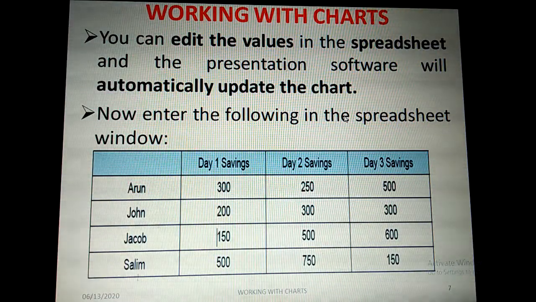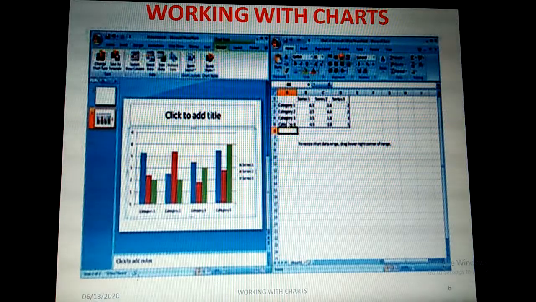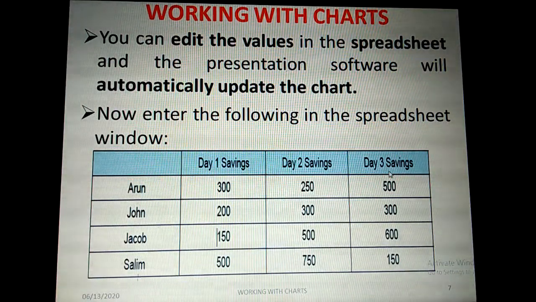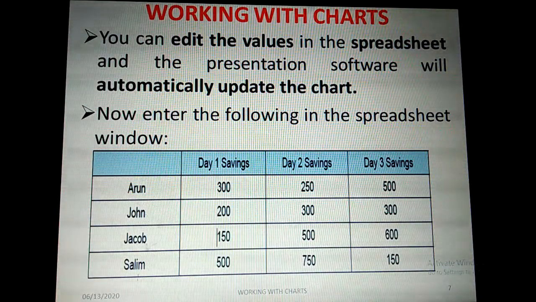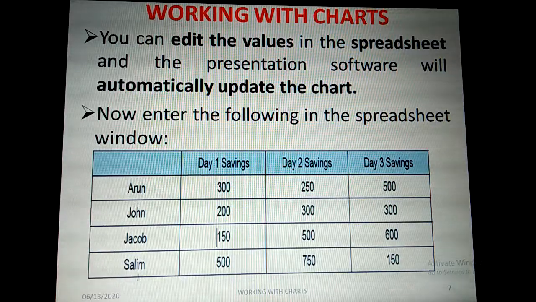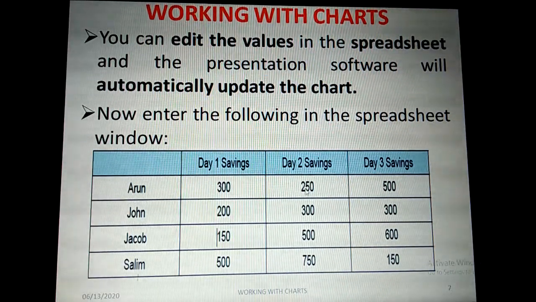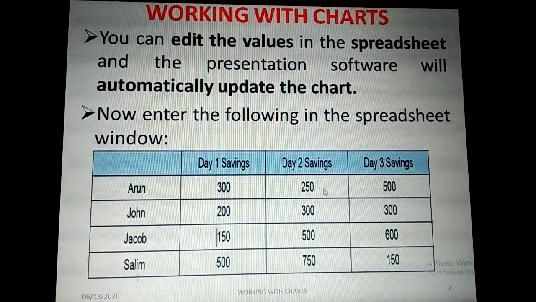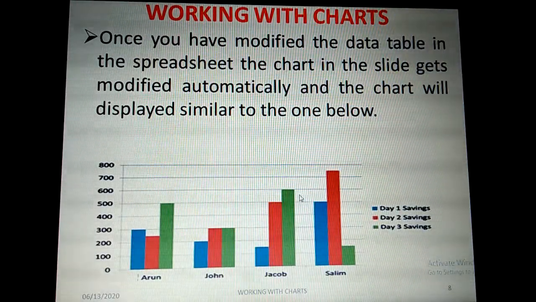Now enter the following in the spreadsheet window. In the same format, we are going to make some changes. Instead of Category 1, 2, 3, 4, we are going to enter person names, and instead of Series 1, Series 2, Series 3, we change it to Day 1 savings, Day 2 savings and Day 3 savings. Arun, John, Jacob and Salim, like that we are entering the persons' names. Under Day 1, how much these people are saving? Arun is saving 300 rupees on Day 1, 250 on Day 2 and 500 on Day 3. Like that, every person's day-wise savings are also listed here. For this, we can see how the chart is drawn.